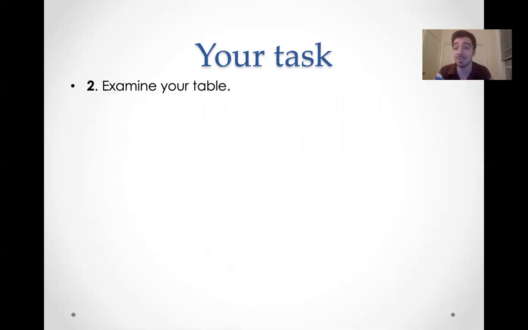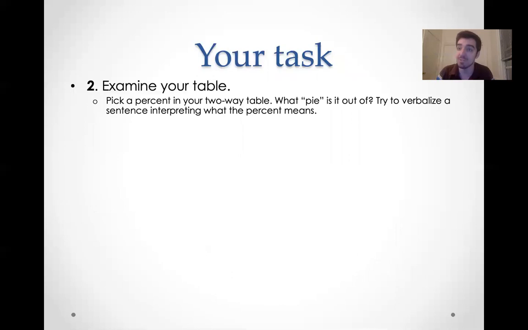Then examine your table. Pick a particular percent in your two-way table. What pie is that out of? Try to verbalize a sentence interpreting what that percent means. Okay? Let's do an example of this.